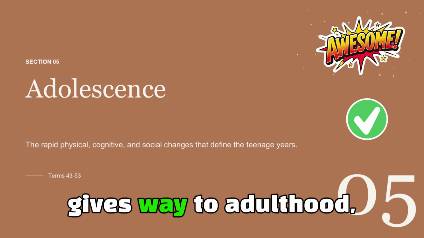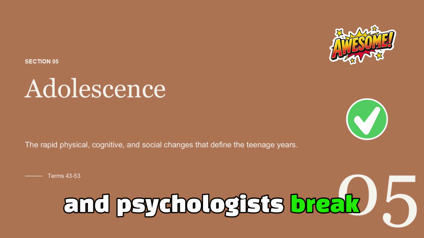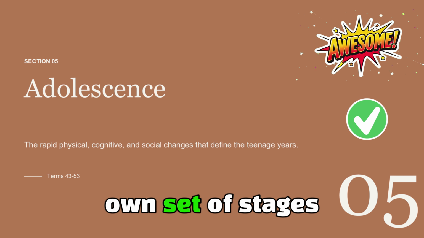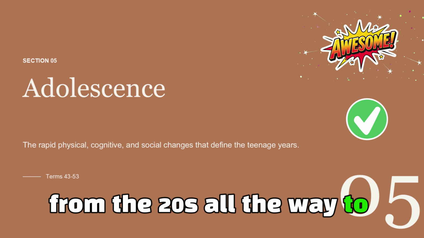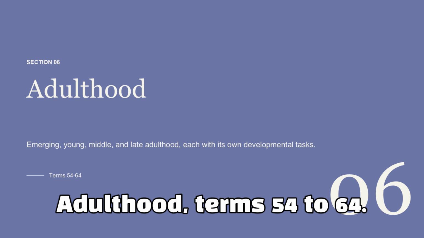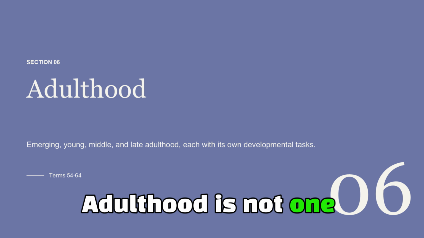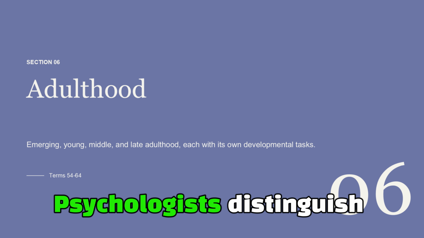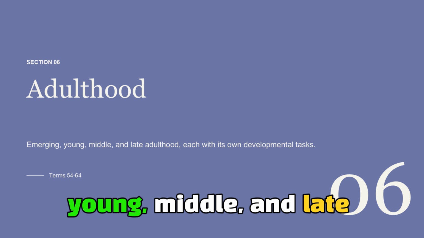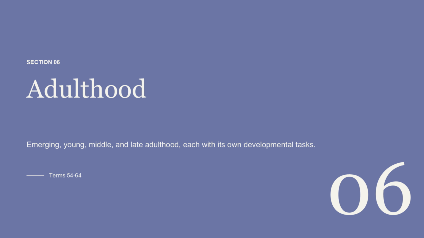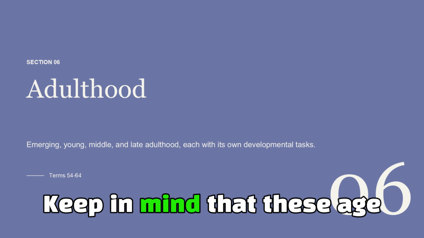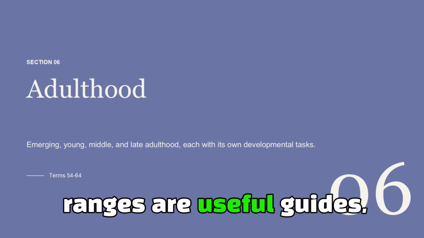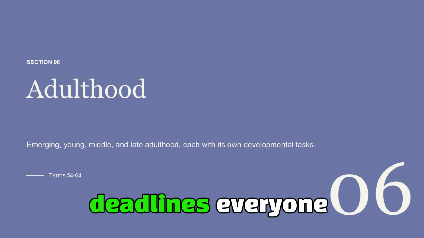Adolescence eventually gives way to adulthood, and psychologists break that stretch of life into its own set of stages and milestones, from the 20s all the way to the 60s. Section 6. Adulthood, terms 54 to 64. Adulthood is not one uniform stage. Psychologists distinguish between emerging, young, middle, and late adulthood, and each period brings different developmental tasks. Keep in mind that these age ranges are useful guides, but they are not rigid deadlines everyone follows.